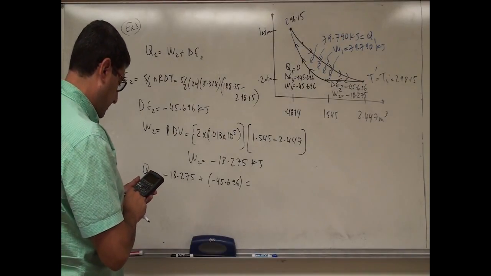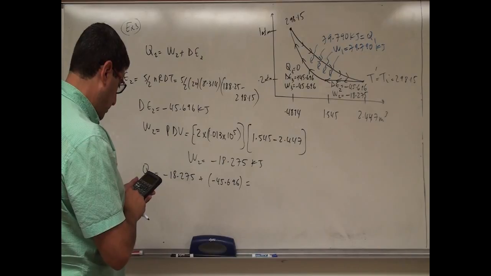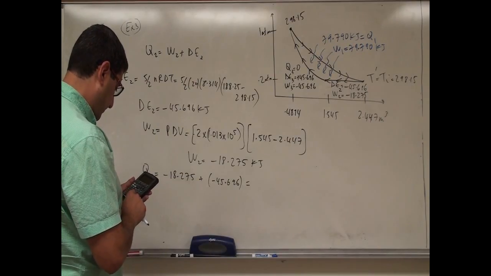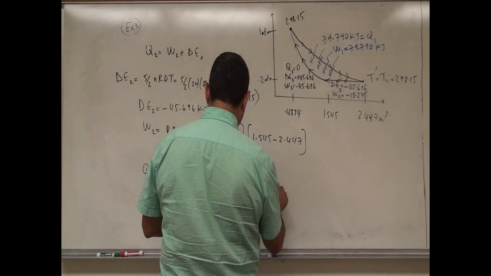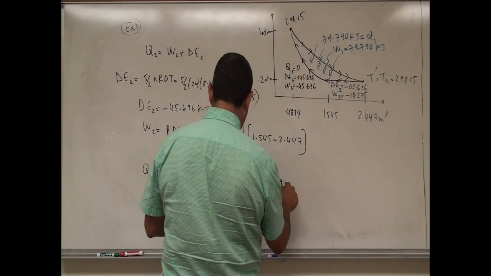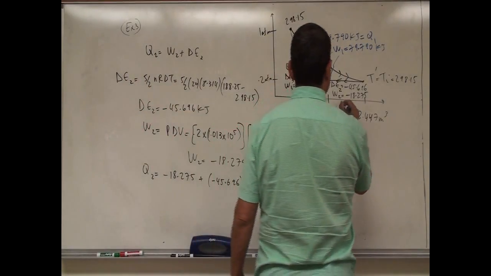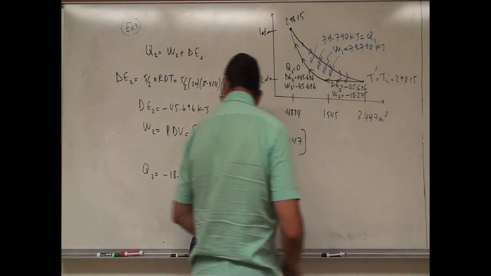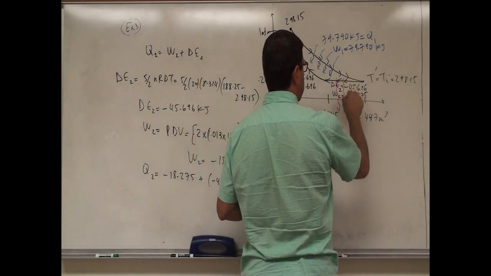So 45.696 plus 18.275. Then it's going to be negative 63.971. Right, so that's going to be Q2. So we can shade that in. And we can say, okay, heat is coming out of the system.